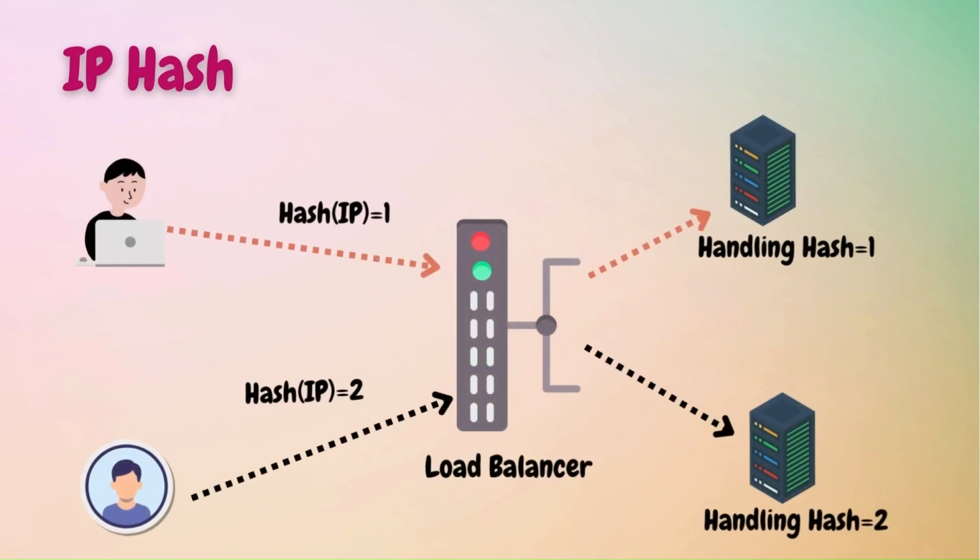IP hash uses the client's IP address to determine which server should handle the request. By consistently mapping each client IP to a specific server, IP hash ensures that requests from the same client are always directed to the same server, making it useful for session persistence or stateful applications.